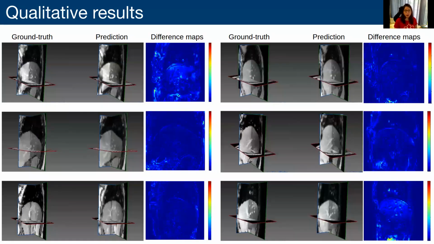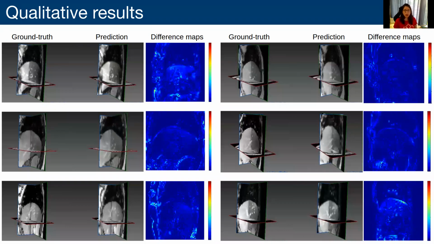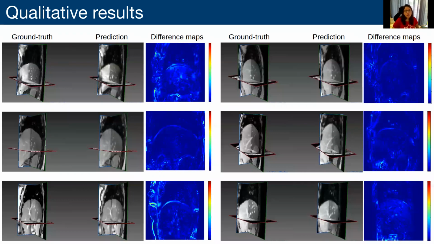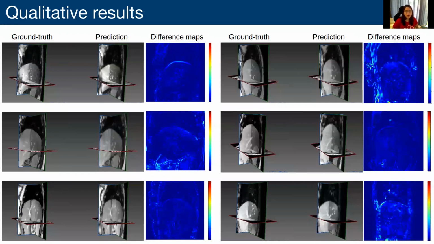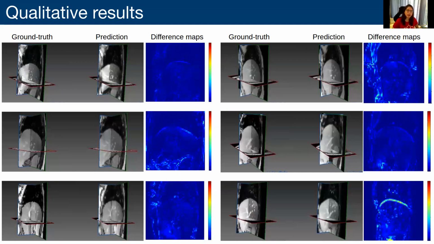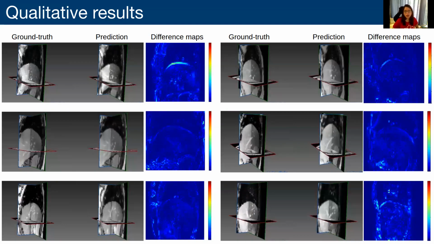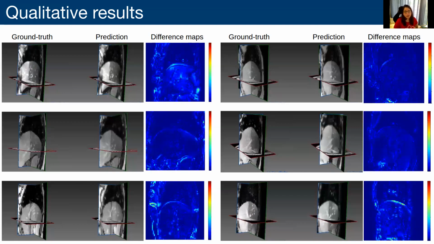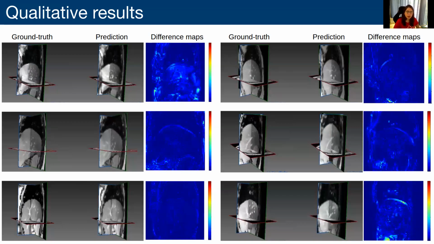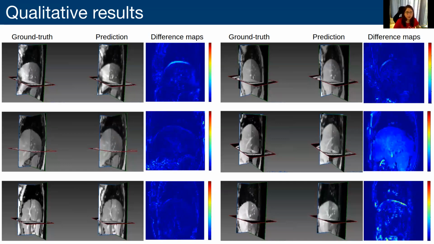Here we have some qualitative results which demonstrate the volume generation from real-time images. These results correspond to a predicted horizon of 450 milliseconds in the volunteer MRI dataset and with the model driven with coronal slices. We can also observe the out-of-plane difference maps between ground truth and predicted volumes.